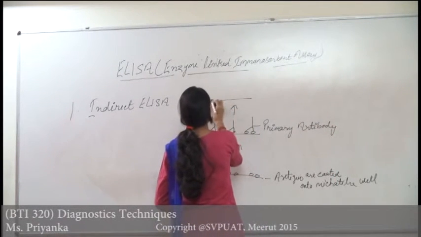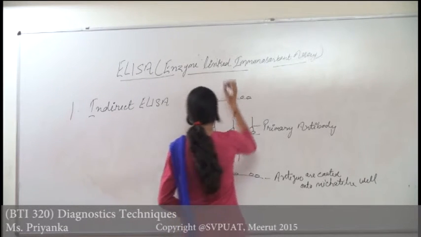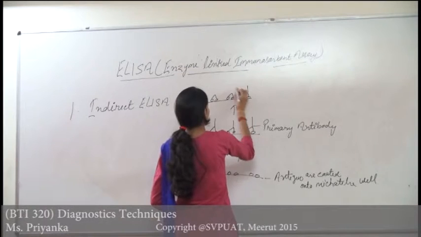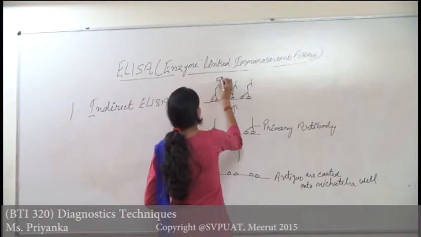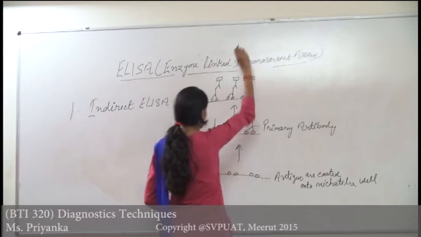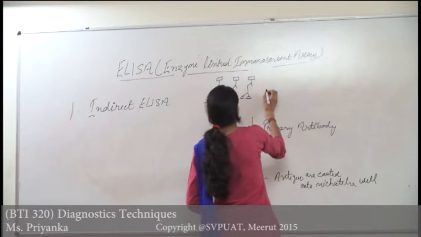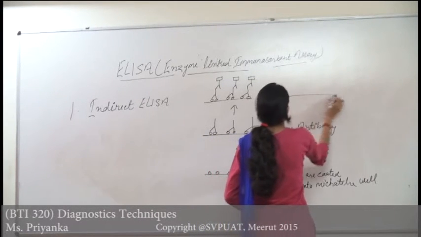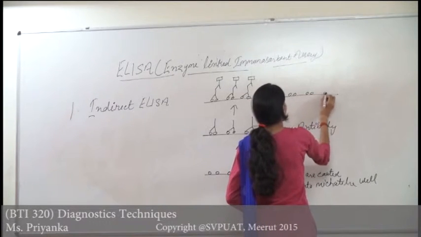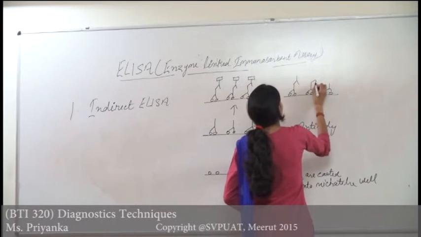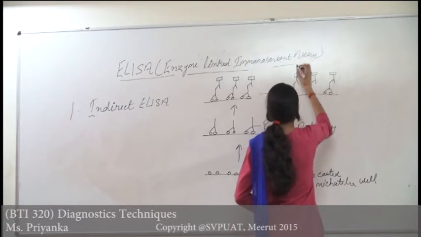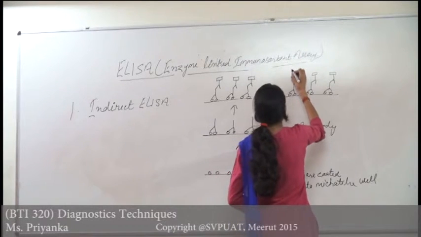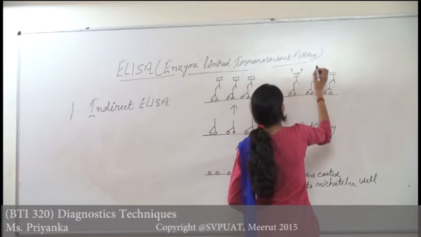Then we apply secondary antibody that is specific to the primary antibodies. These secondary antibodies are conjugated to specific enzymes. As enzymes we can use HRP, alkaline phosphatase, urease, etc. After that, we add substrate for that particular enzyme, and after addition of substrate, the colorless reaction converts into a colored reaction.